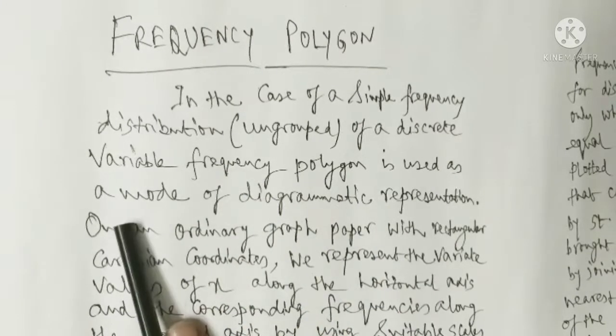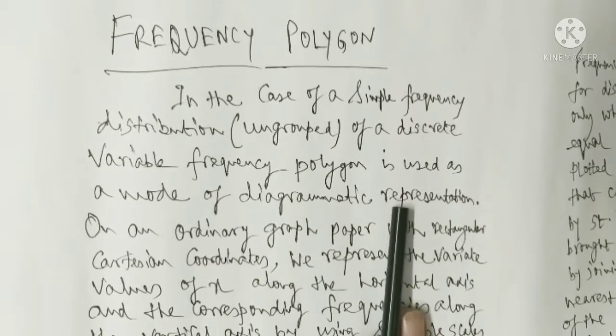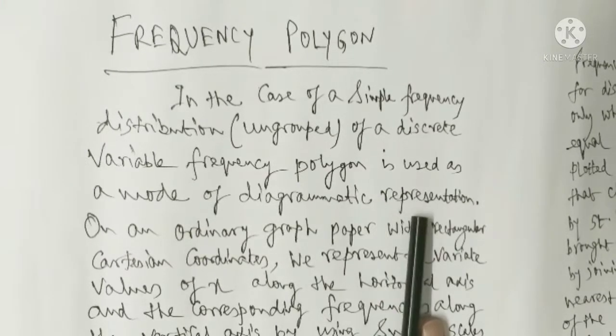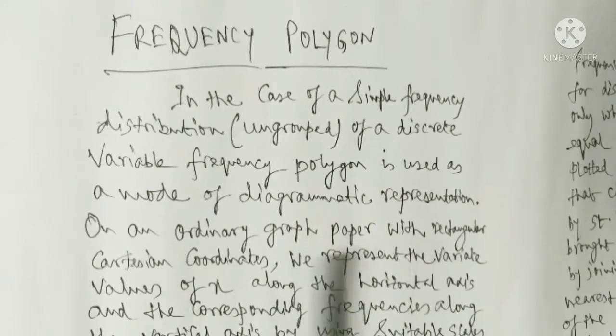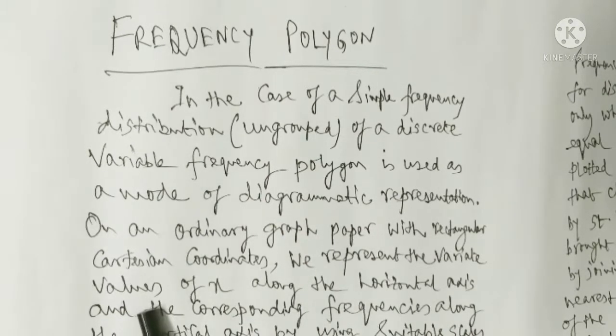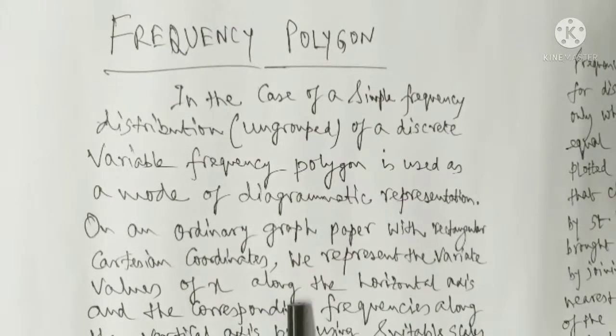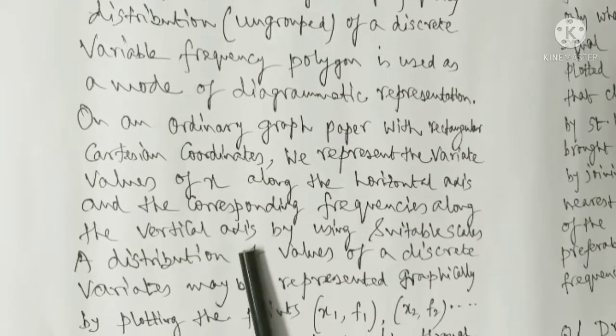Frequency polygon is used as a mode of diagrammatic representation. There are several types of diagrammatic representations, and frequency polygon is an important one. On an ordinary graph paper with rectangular Cartesian coordinates, we get two axes, x-axis and y-axis. Along the x-axis we measure something, and along the y-axis we measure another thing. We represent the variable values x along the horizontal axis and the corresponding frequencies along the vertical axis.